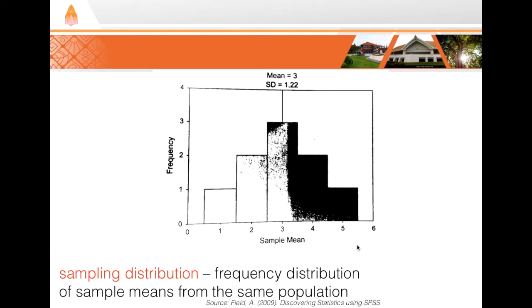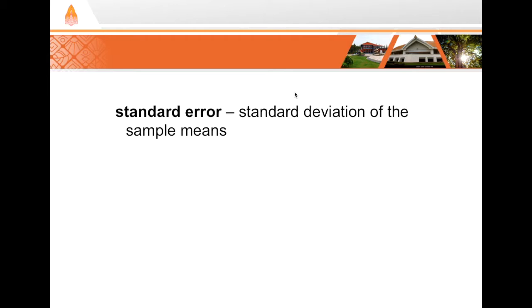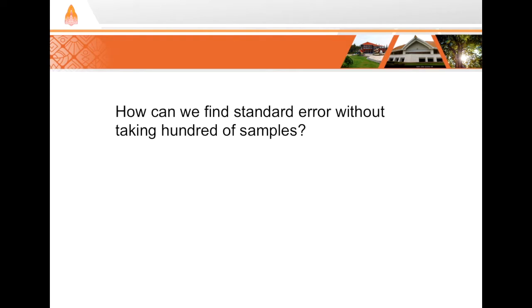We can also see that this sampling distribution has a standard deviation. And that standard deviation of the sample means tells us how much variability there was between each sample. That's called the standard error. The standard error is the standard deviation of all the sample means. However, we usually don't have the time and the resources to take hundreds or thousands of samples. Usually we only take 1 sample. So how can we estimate the standard error?